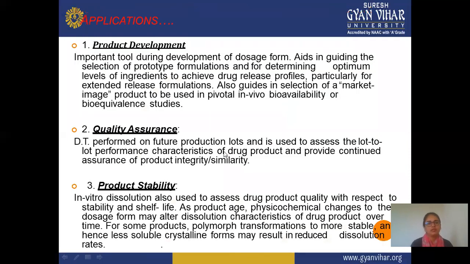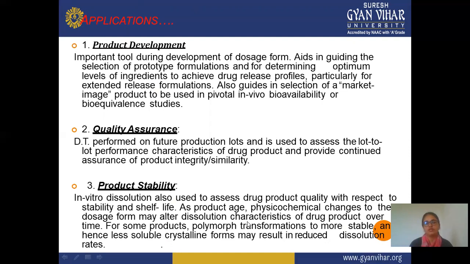Next is application in product development. The application tool may be used during development of a dosage form, to aid in guiding the selection of prototype formulations and determining the optimum level of ingredients to achieve the desired drug release, particularly for extended release formulations. It also guides the selection of a market image product to use in pivotal bioequivalence studies. Meaning in product development, with the help of these equations you study the optimum release and the mechanism, which release mechanism takes place in the extended release process of the product.